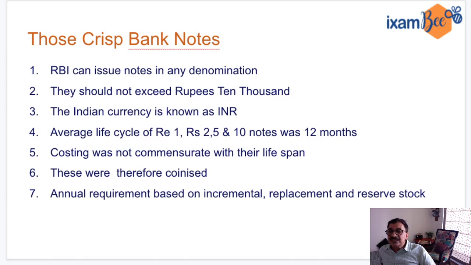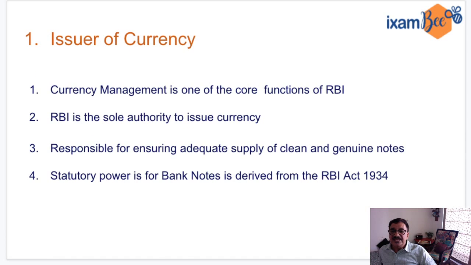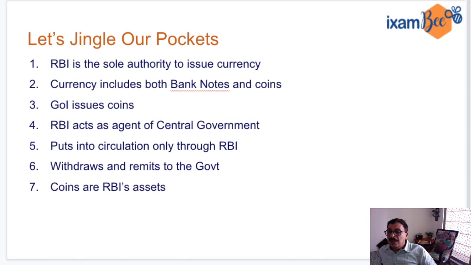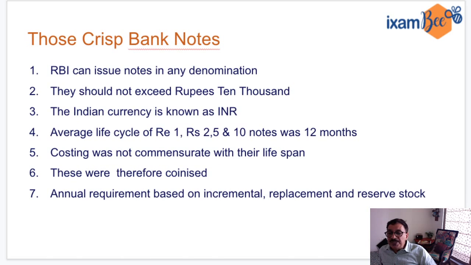Now the question is, when I told you in the second slide, I did say adequate supply. We were talking of adequate supply, and here is the reason. How do we assess that? The annual requirement is made by RBI. RBI has to assess how many coins and how many notes we need for the next year. The projections made by RBI are based on incremental replacement and the reserve stock.